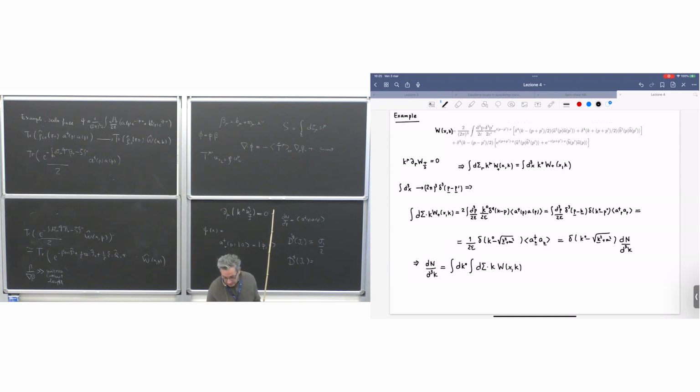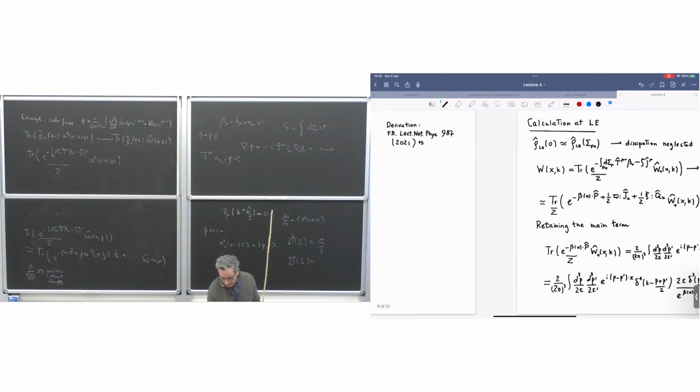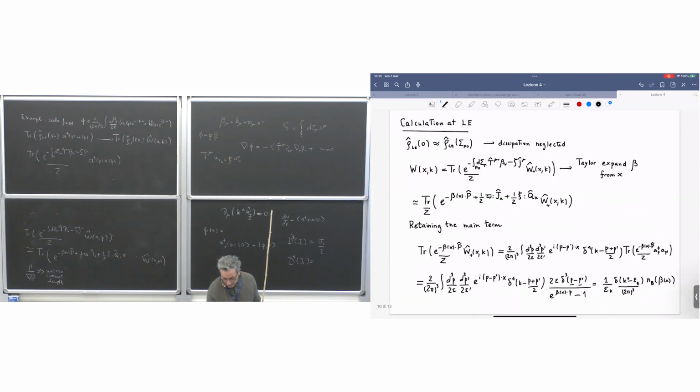Okay, that's for the spectra. And let's now make a calculation of the spectra, the way that I have sketched here. So this is rho LE. Let's check what comes out. So rho LE is equal to rho local equilibrium at freeze-out, neglecting dissipation. Then we have this mean value. We Taylor expand beta around x, as I pointed out. So we have this expression.